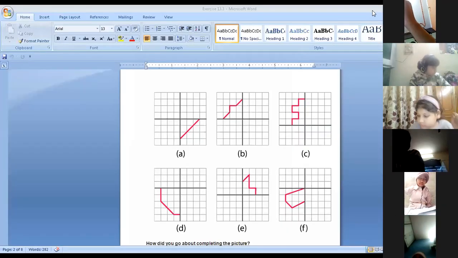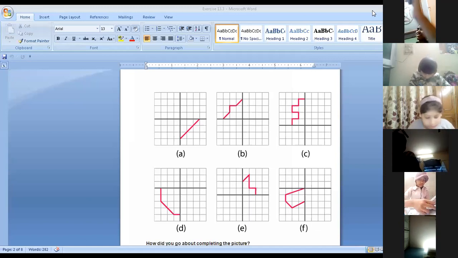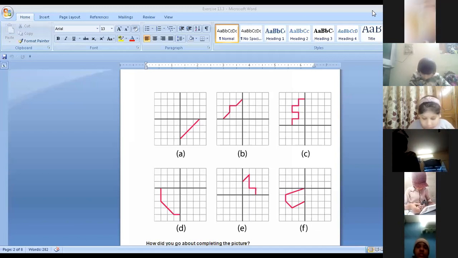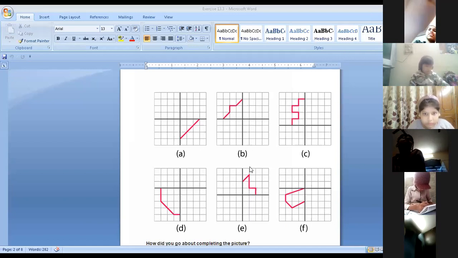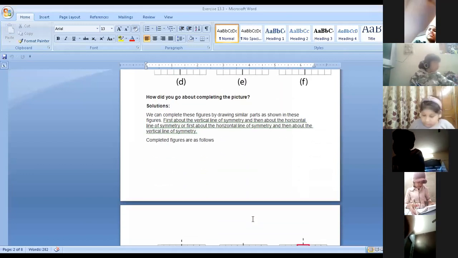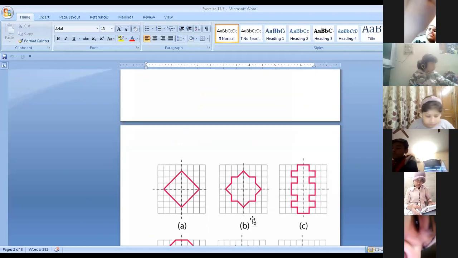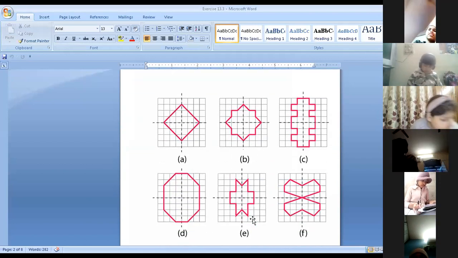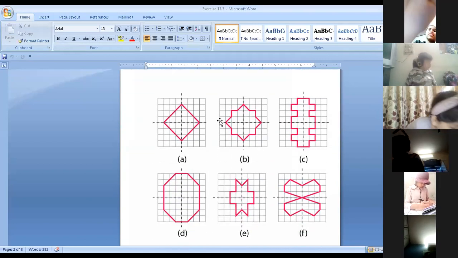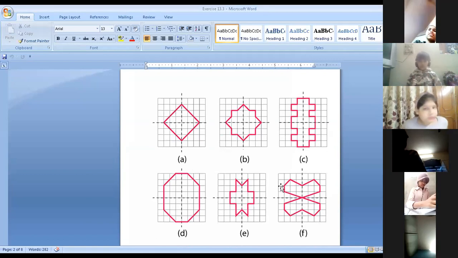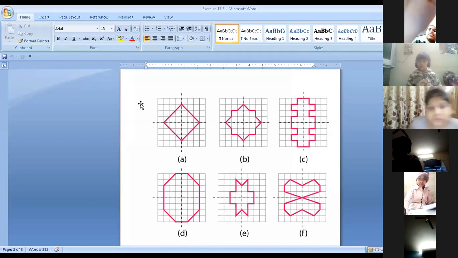In question number 2, it is given, copy the following drawings on a square paper, complete each of them such that the resulting figure has 2 dotted lines as 2 lines of symmetry. So these are the diagrams which are given in your question. You have to complete these figures, and these are the completed figures. In all the figures, you have to make 2 lines of symmetry and complete the figure. Do it, children.